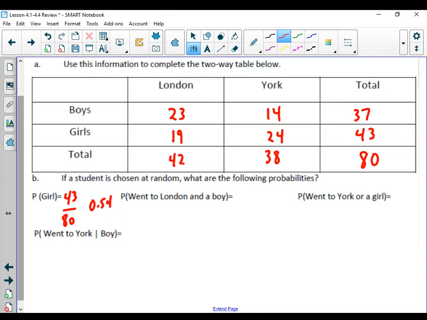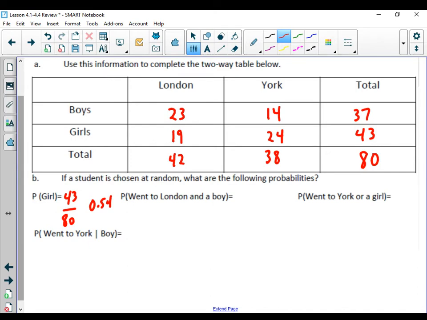What about the probability they went to London and they were a boy? So I'm going to look at the data, and we had 42 people who went to London. Plus, if I look at the number of boys, we had 37. And, oh, wait a second. It says and, not or. I was thinking or. We want to know what's the probability they went to London and a boy.